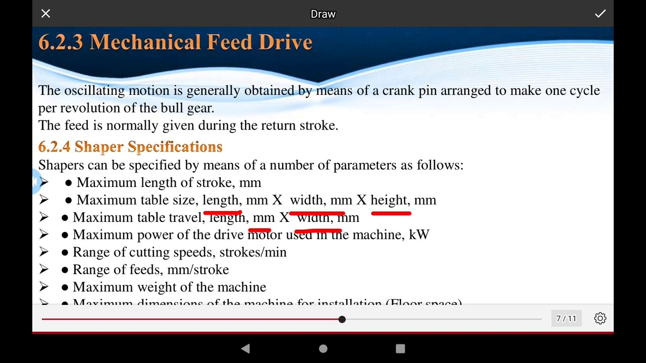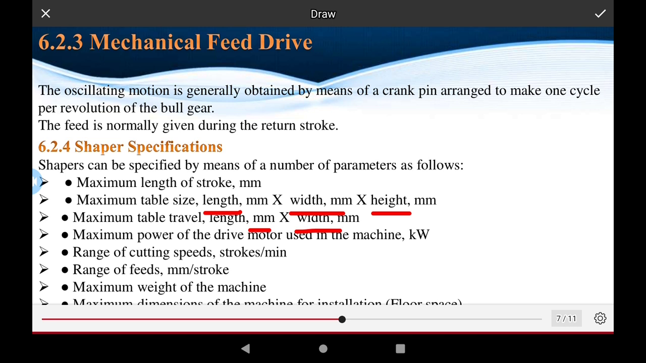In the shaper machine, power is transmitted with the help of motors. The motor is used for the conversion of power: electrical power is converted into mechanical power. The maximum power of the drive motors used in the machines is given in kilowatts. The power transmission of the shaper machine is in kilowatts.